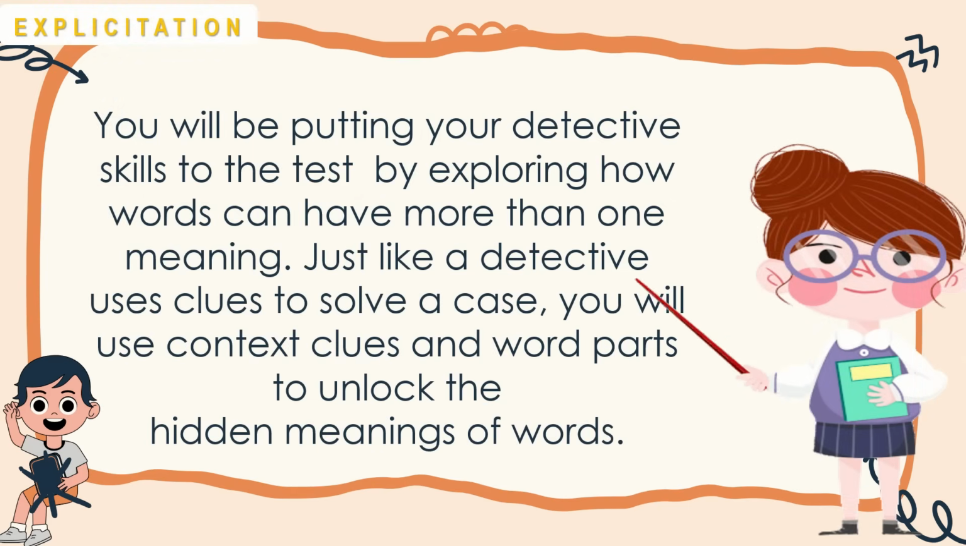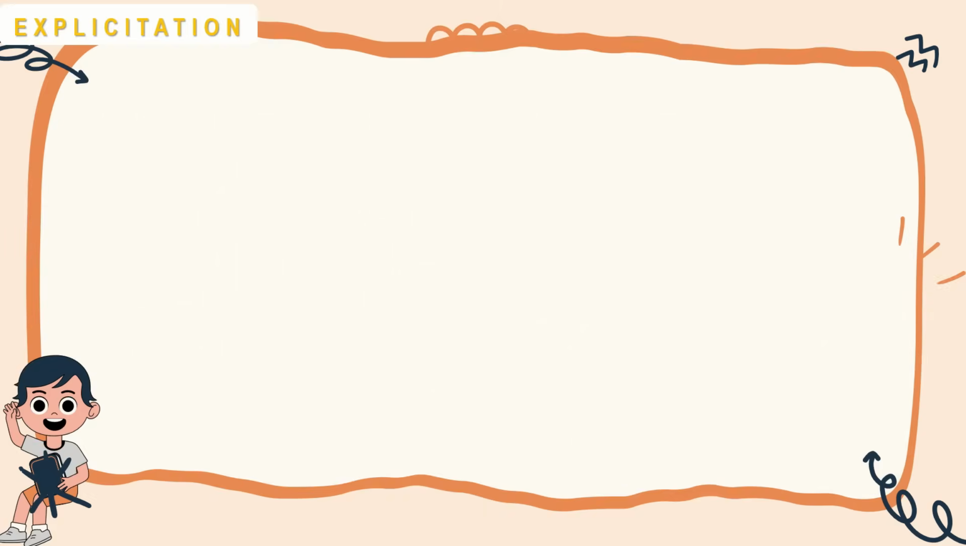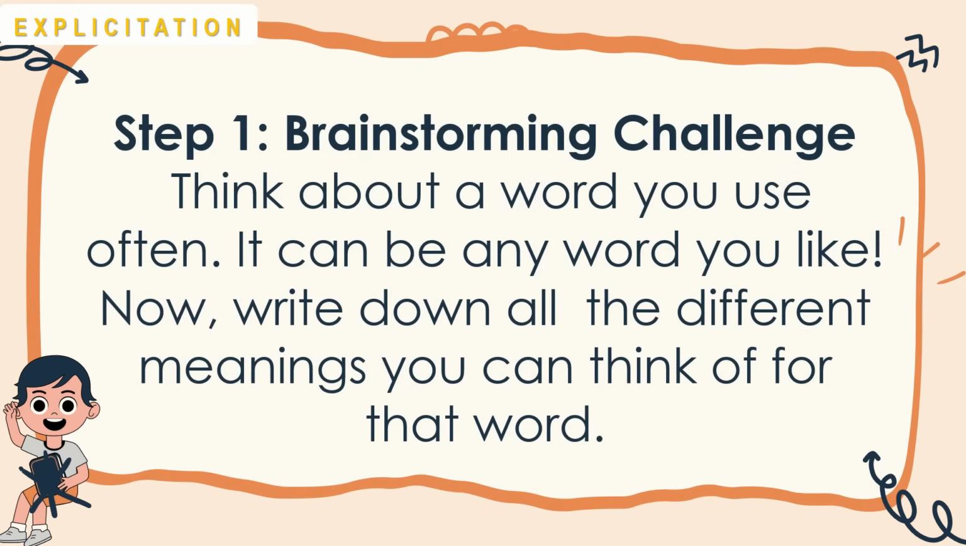You will be putting your detective skills to the test by exploring how words can have more than one meaning, just like a detective uses clues to solve a case. You will use context clues and word parts to unlock the hidden meanings of words. Step 1, Brainstorming Challenge. Think about a word you use often. It can be any word you like. Now, write down all the different meanings you can think of for that word.